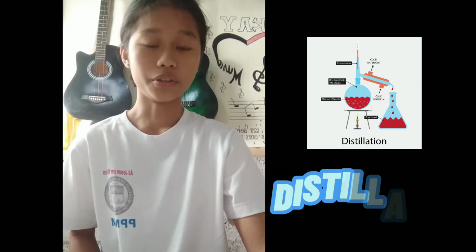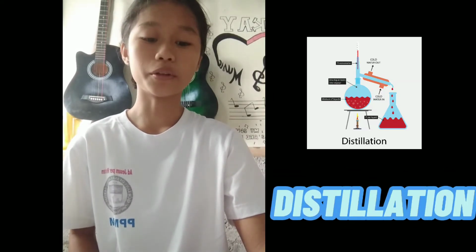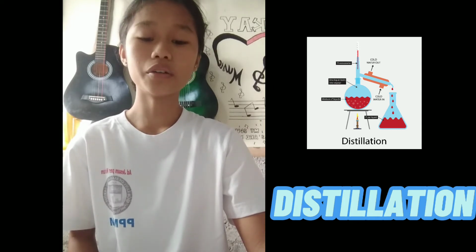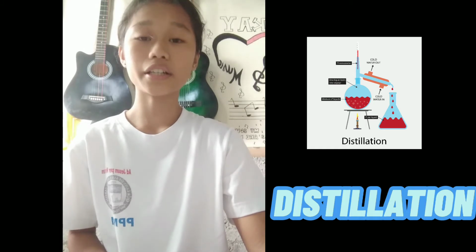Let's proceed to the fifth method of separating mixtures, the distillation. So what is distillation? Distillation uses differences in boiling point as the basis for separating liquid mixtures. The liquid with a lower boiling point vaporizes first, followed by the liquid with the next higher boiling point. So I have here a short video clip for you to understand more about this method.